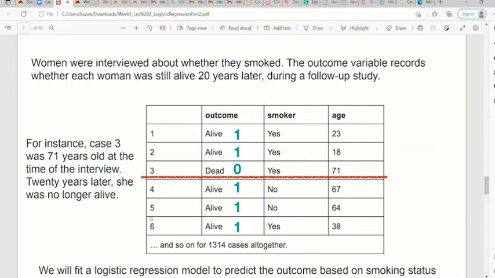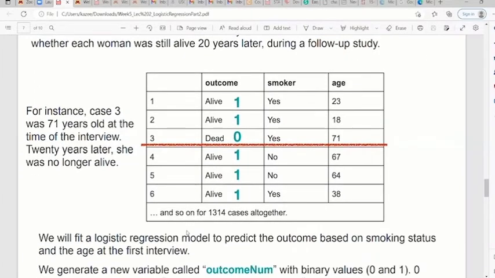I also want to let you know there are more than 6 people that were interviewed. There were about 1,314 cases, and we're only showing the first 6 here. Like I said, we're going to use the logistic regression model to predict the outcome based on smoking status and age. This is the age at the first interview, not the current age. The person who is no longer alive after 20 years may have died at the age of 91.